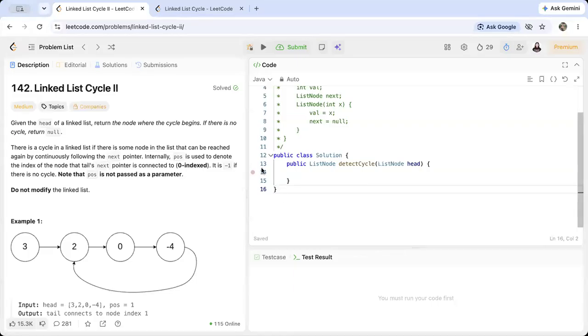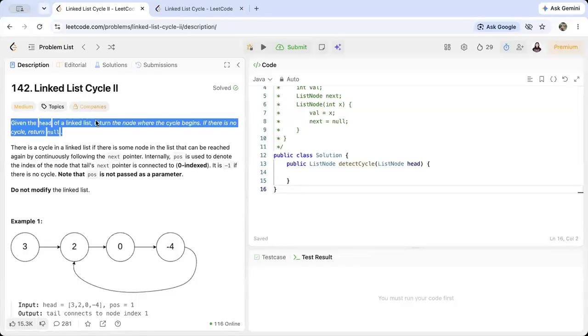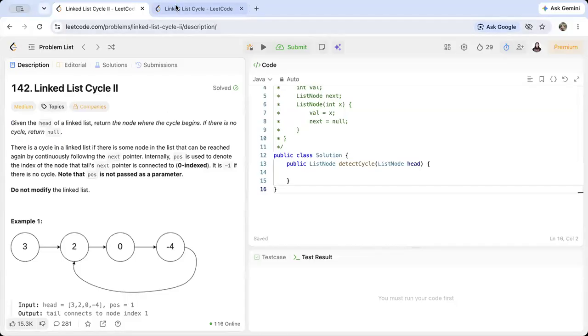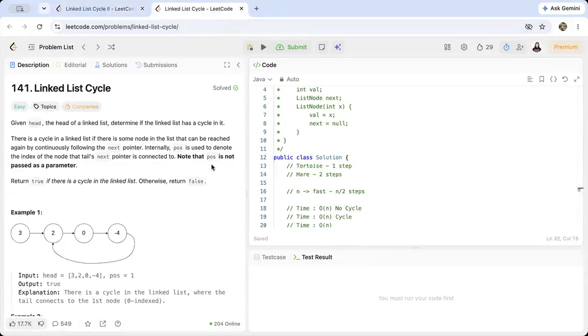Hey everyone. So the question we're taking up now is linked list cycle part 2. This question is basically a variation of linked list cycle part 1. In this, we don't just have to tell if there's a cycle in the linked list. We also have to tell where the cycle is starting.